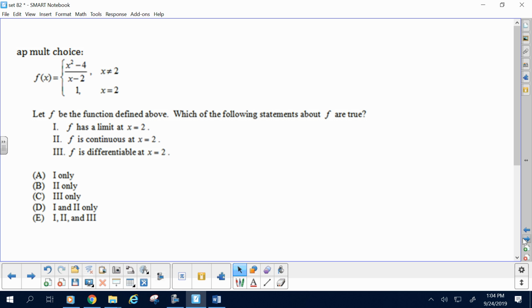Try that multiple choice. It's pretty common AP style. Try that one, and we'll go over the hardest part after that.